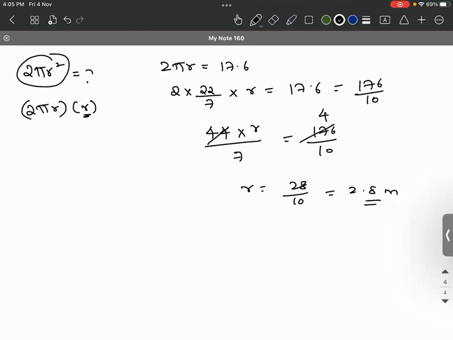Is there anyone having doubt in this? 44 fours are 176. No doubt, sir. Very good. So it is 2.8 meter.